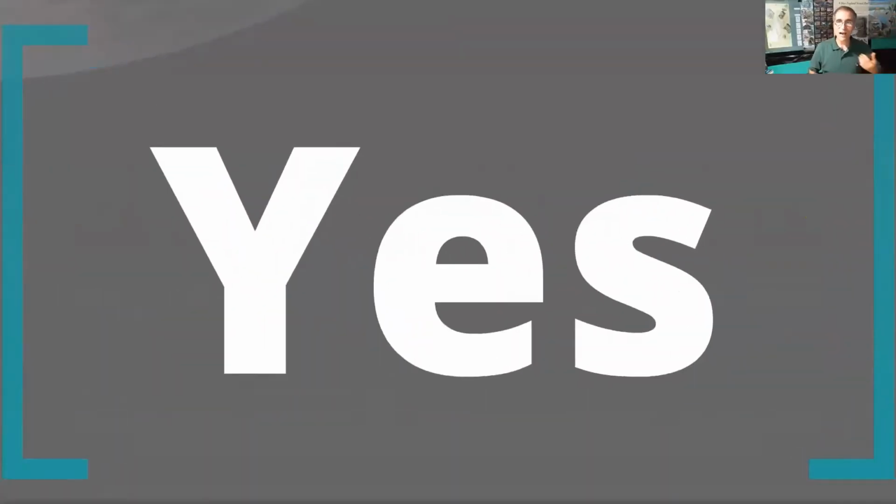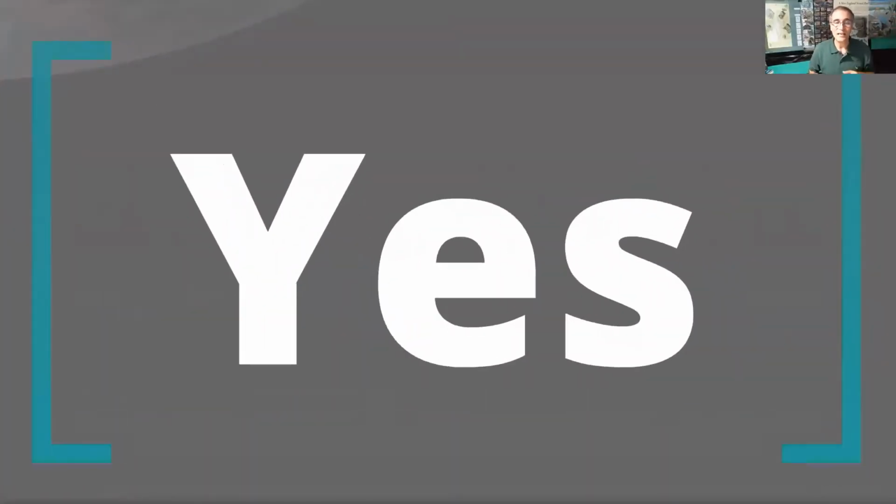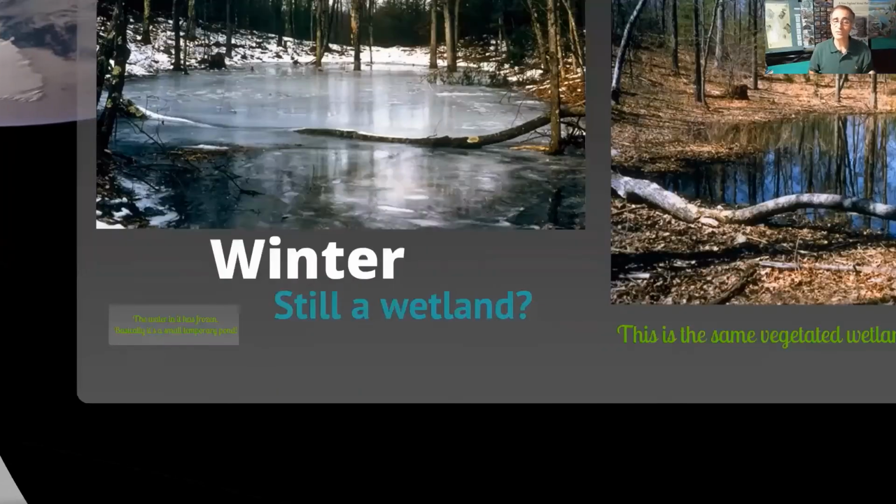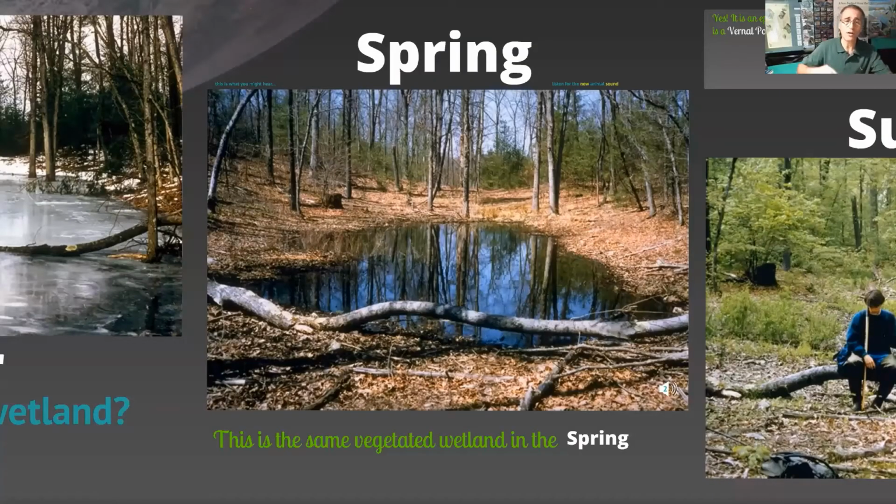Why, of course, it's my presentation. I want it to be a wetland. But like I said before, it depends on the definition. So the water here is frozen, but it's basically a small temporary pond. It's really a hybrid wetland. It's not a pond. It's not a forested swamp. It's in the middle. It does dry up.